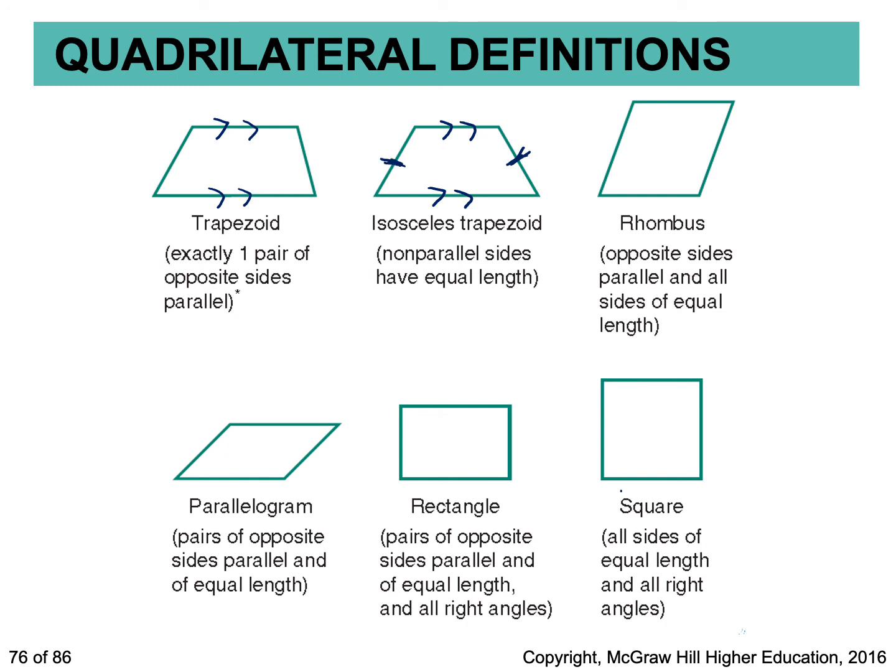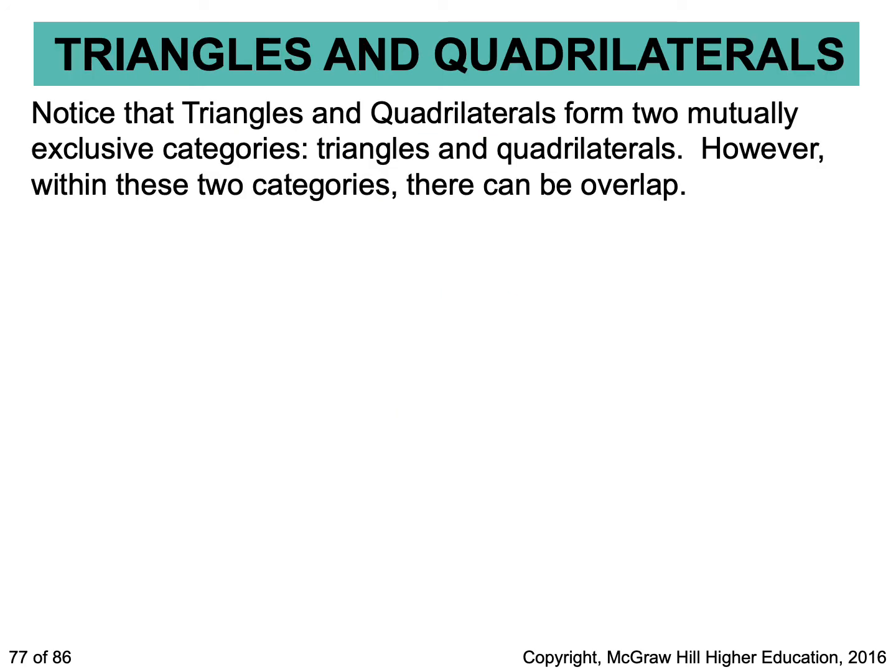Rhombus, opposite sides are parallel, and all sides are of equal length. Parallelogram, pairs of opposite sides are parallel and of equal length. Rectangle, pairs of opposite sides, so you have opposite sides parallel and equal length. And then a square, all sides of equal length and all right angles. So squares and rectangles, all right angles.